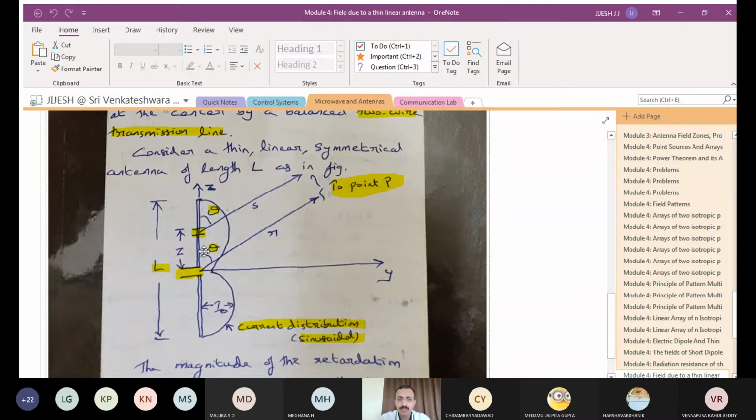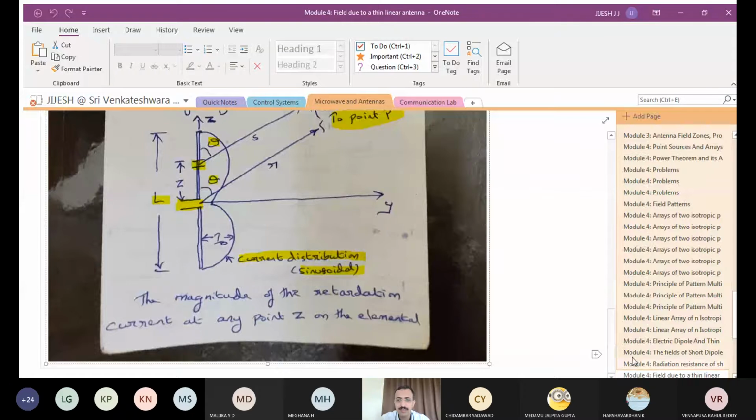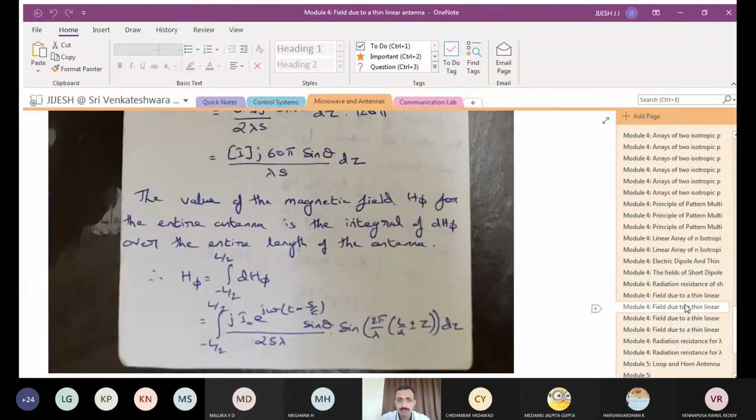You have the angle theta here, towards the point P at distance R. As I discussed in the previous class, we are going to take a small length, I mean a small element, and then integrate it. When you take the small element and integrate it, you get the field for the entire antenna.